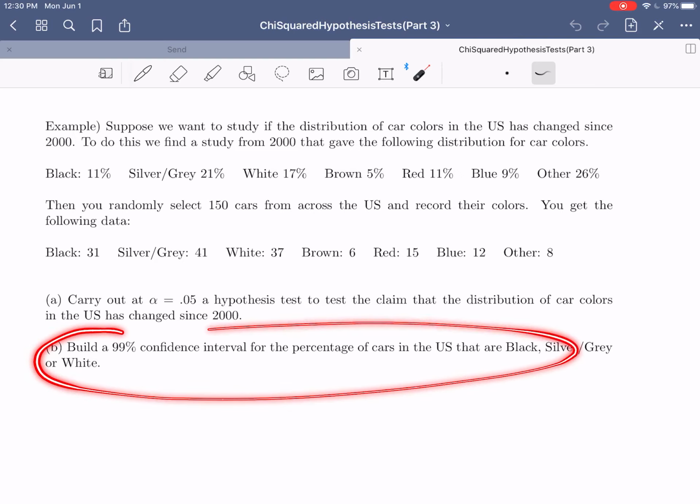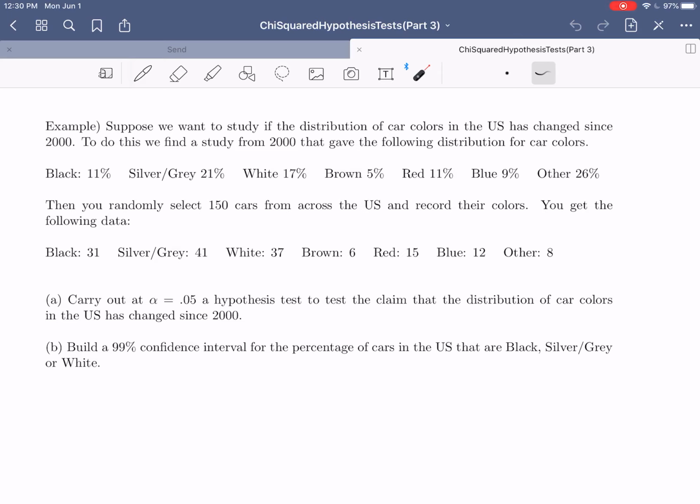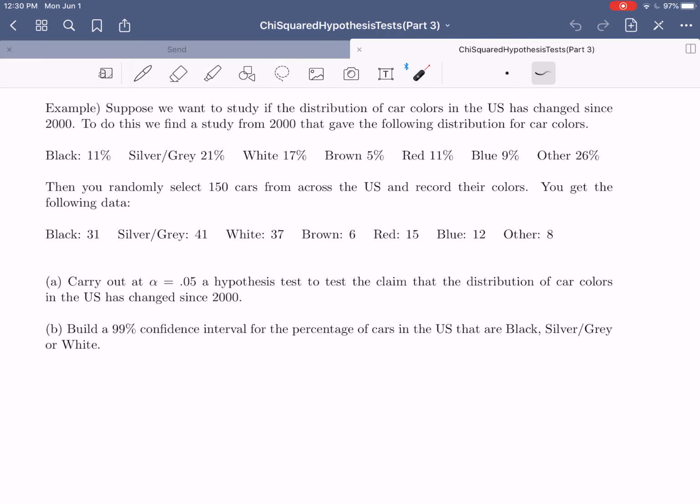And then we're going to build a 99% confidence interval for the percentage of cars in the US that are black, silver or gray, or white. All right, so let's get right into this and talk about how we're going to do this. For part A, like we said, this is going to be a chi-squared goodness of fit. And again, the big tip-off here is the fact that it says distribution.